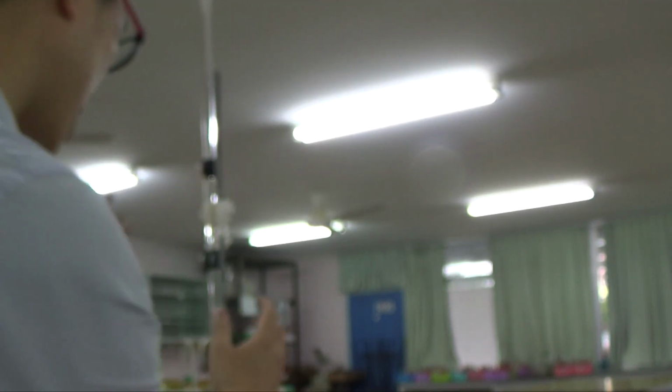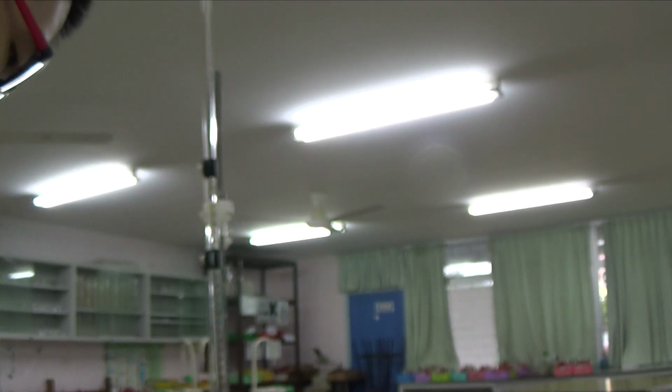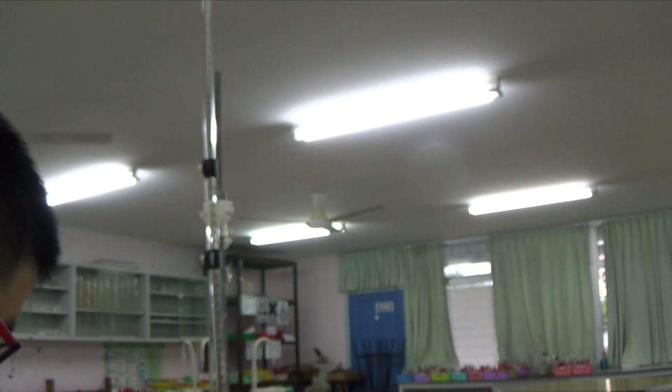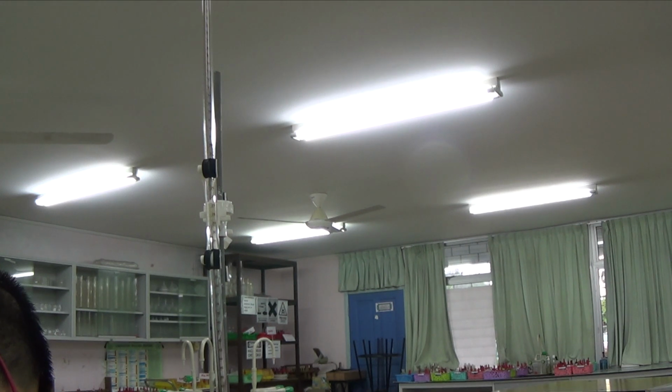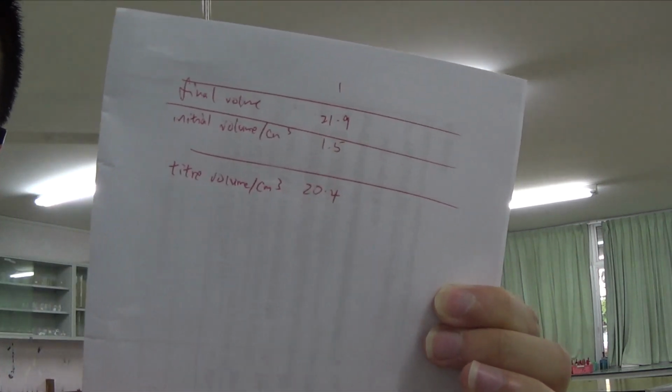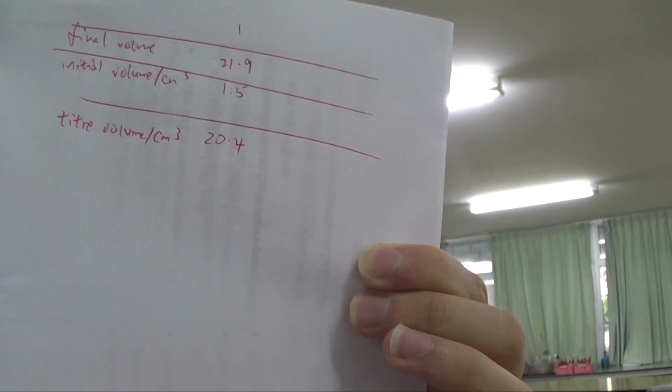So this is my rough titration. 21.9 final volume minus 1.5 initial volume, I get 20.4. This is my titre volume. So that's my titre volume. So this is my rough titration, alright?